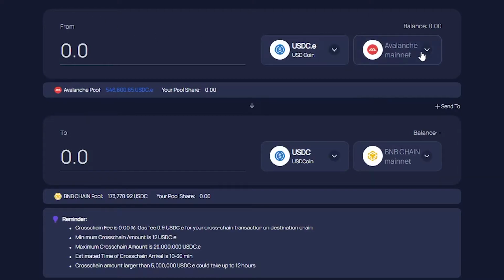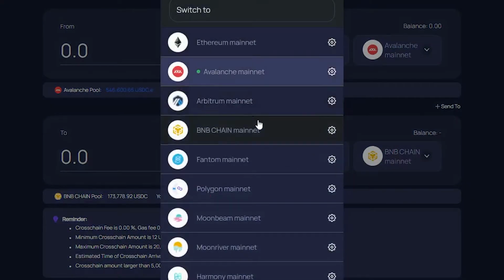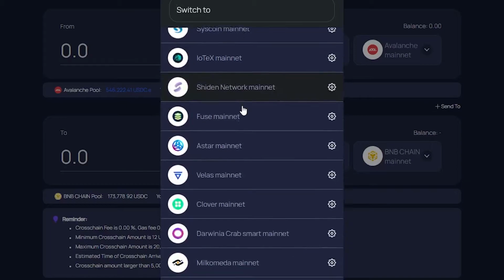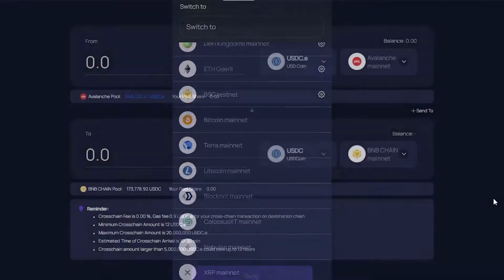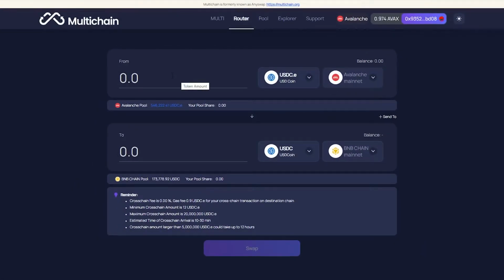So that is the first one. As you guys can see here, you can send it from a various amount of blockchains, and I definitely suggest using this as their fees are very reasonable.